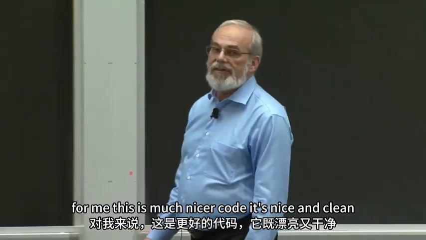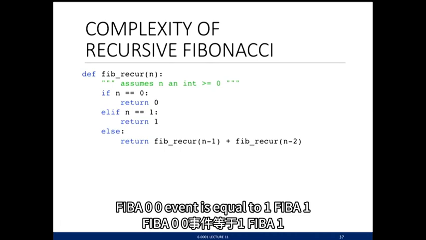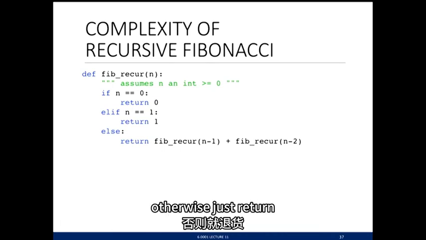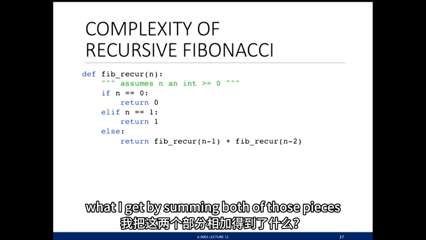For me, this is much nicer code. It's nice and clean. It says if n is equal to 0, fib of 0 is 0. If n is equal to 1, fib of 1, or the first and second Fibonacci numbers are 0 and 1. Otherwise, just return what I get by summing both of those pieces.